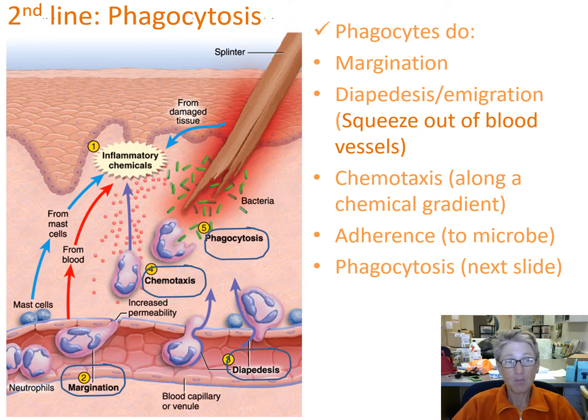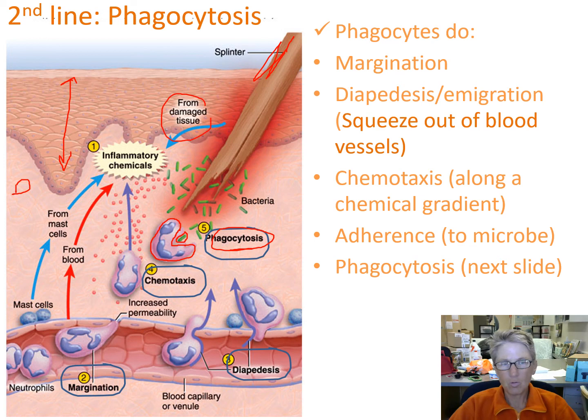Okay, second line of defense, phagocytosis. Right here, it shows a cartoon of it. Check it out. This is probably a neutrophil, and it is about to phagocytize this green bacteria. So what happened? Oh, ouchie, the splinter went into your skin. This is all your epidermis from here to here. Here's the dermis. Splinter goes in. Bacteria were in the tip of the splinter. The damaged tissue cells release inflammatory chemicals.